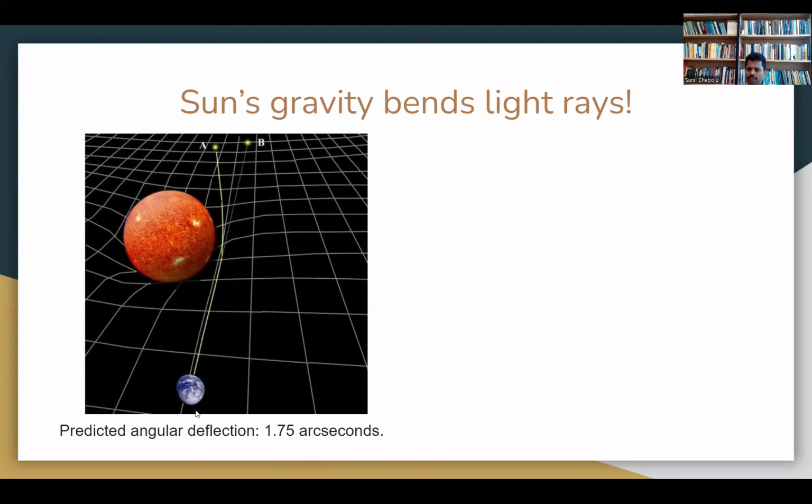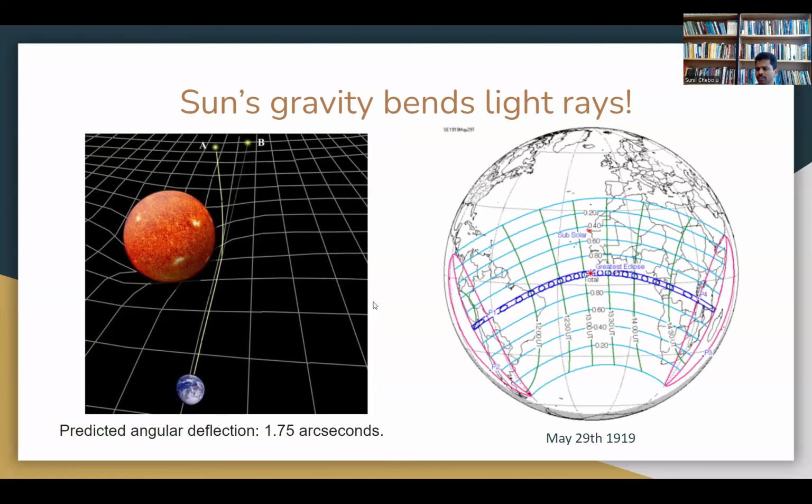So here is a better picture. Light coming from a distant star A, as it gets closer to the sun, bends and reaches the Earth. So from our perspective, it appears as though the star is here, when in reality it's over there. This shift, the predicted angular deflection, is 1.75 arc seconds.